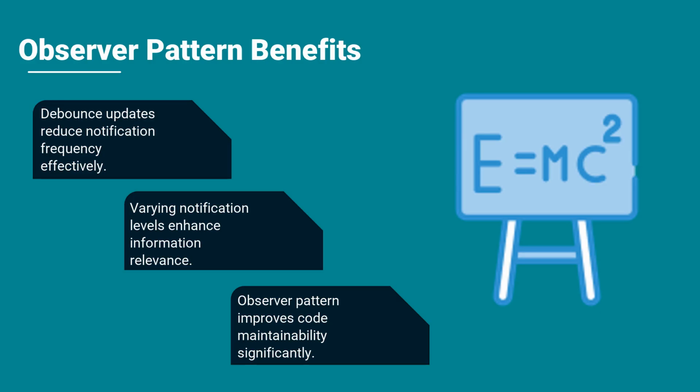To solve for the potential performance pitfalls of the observer pattern, one could implement patterns like debounce effects, where updates are only sent after a certain grace period, reducing the frequency of notifications for rapid changes. Another practice is to have different levels of notifications. For instance, in a logging system, you may have varying levels of observers. Some may only want critical updates, while others might be interested in debug-level information. By structuring notifications like this, you can avoid bombarding all observers with redundant data.